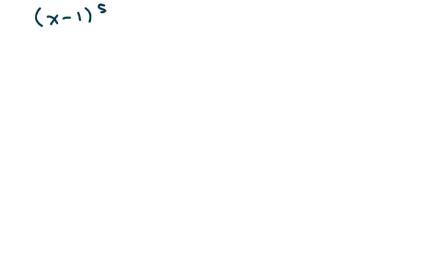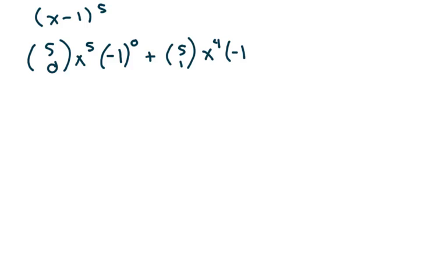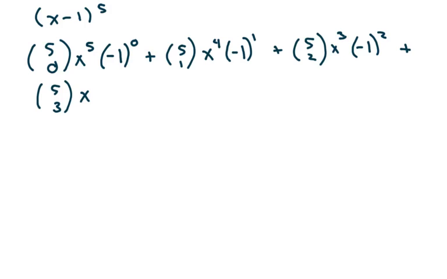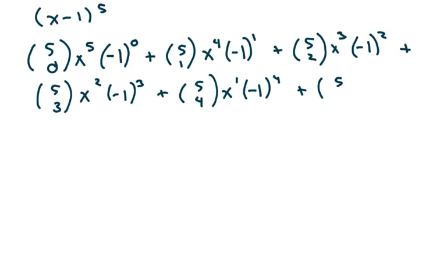Now in this case, we have 5 choose 0, x to the fifth times negative 1 to the 0, plus 5 choose 1, x to the fourth, negative 1 to the first, plus 5 choose 2, x cubed, negative 1 squared, plus 5 choose 3, x to the second, negative 1 cubed, plus 5 choose 4, x to the first, negative 1 to the fourth, plus 5 choose 5, x to the 0, negative 1 to the fifth. So this would be your a and your b.